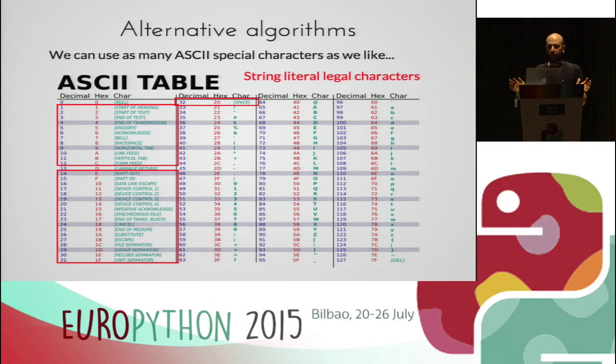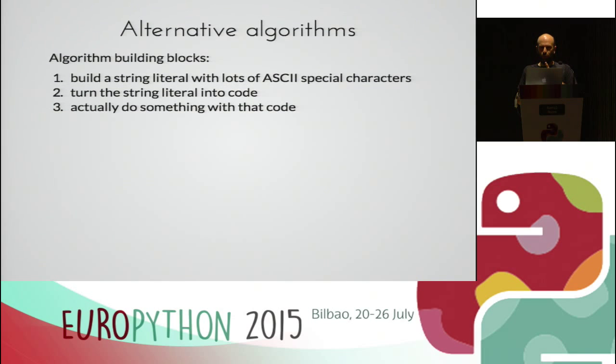But I have 30 characters. This is a lot. I can do a big string literal, as big as I want, and I have to find a creative way to use it. It's not that difficult to think what to do, because the basic building blocks of your alternative algorithm are: build a string literal with a lot of ASCII special characters, turn that string literal into something useful, maybe code, and then do something with that new string. And now it's a string, actually, after you translated it into code. Now, how can we do something with a string of code? We exec it.